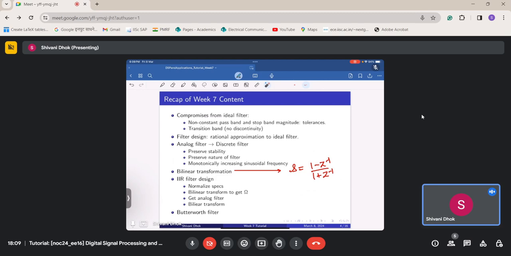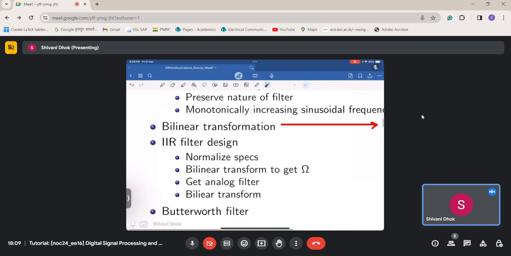Then we looked at the basic steps of IIR filter design. The very first step is to normalize the specifications. The specifications will be given to us in hertz frequency. If a person comes to you, you being a designer, he will tell you he wants a filter to process a voice signal, which can have a maximum value of 3.5 kilohertz. So he wants a filter that will pass only my voice signal, and let's say it has a cutoff frequency of 4 kilohertz.